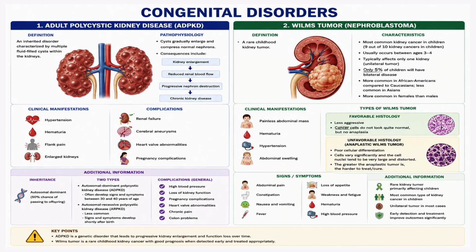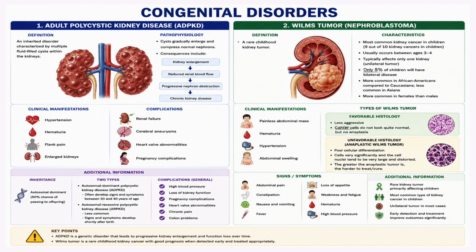Now, adult PKD is an inherited disorder characterized by multiple fluid-filled cysts throughout the kidneys. So you just have a bunch of cysts all throughout the kidney, as you can see in the picture, right? As these enlarge, they compress the healthy nephrons. They reduce blood flow, progressively destroying renal tissue. Patients commonly develop hypertension, hematuria, flank pain, because remember, the kidneys are in the back, so you feel it in your flank, and enlarged kidneys.